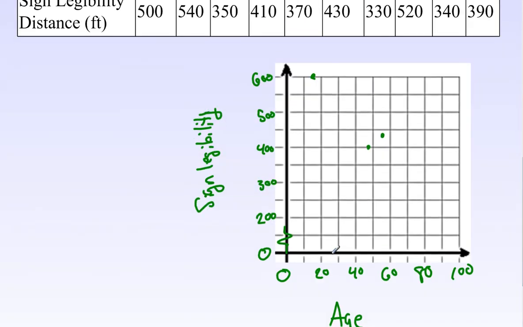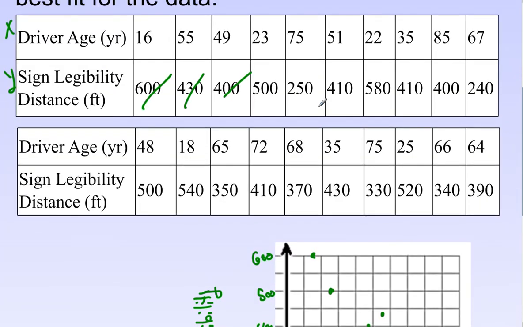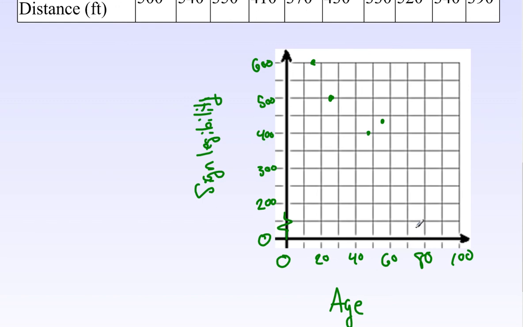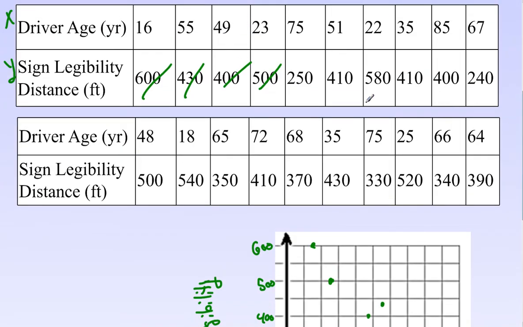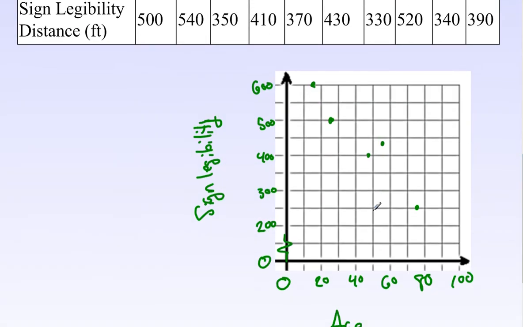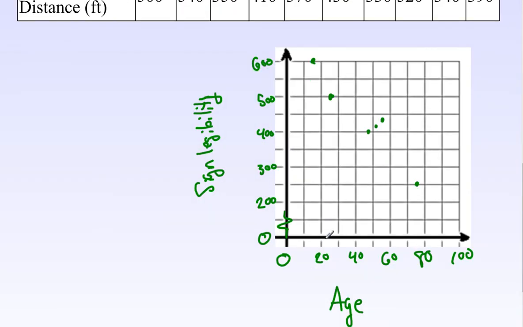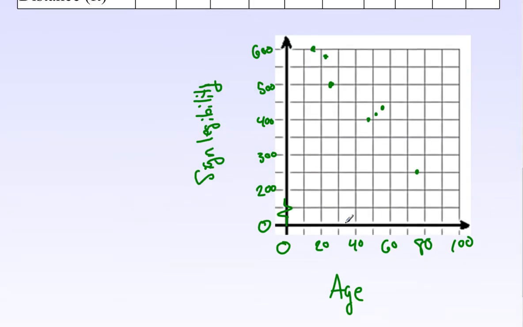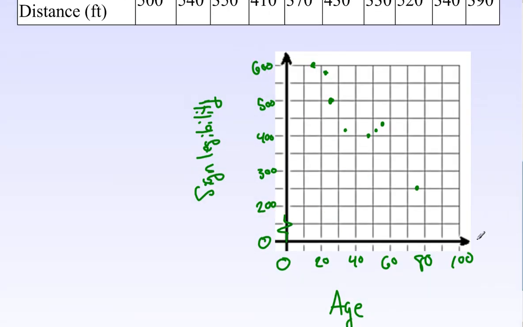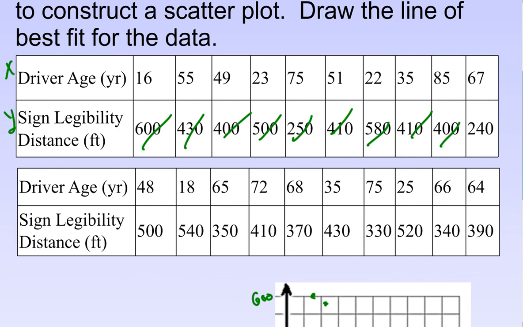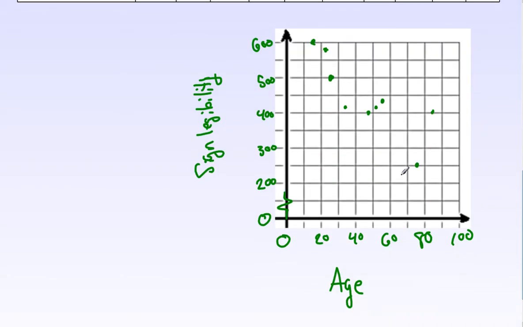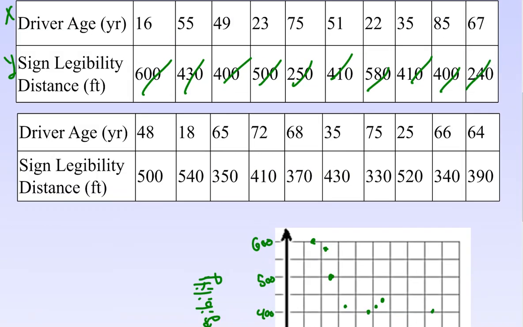23 up to 500. 75 to 50. 51 for 10. 400 for 10 would be like here. 22 580. 35 for 10. 85 400. 67 to 40. Okay, top row's done. Sweet.